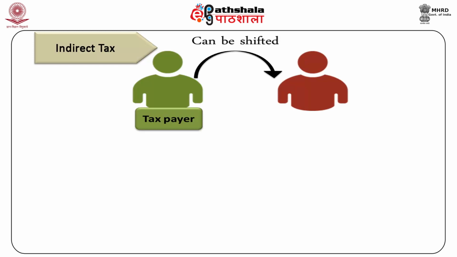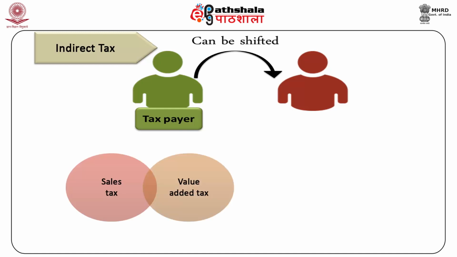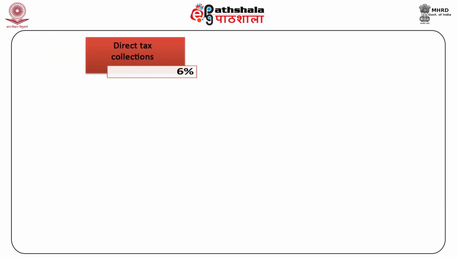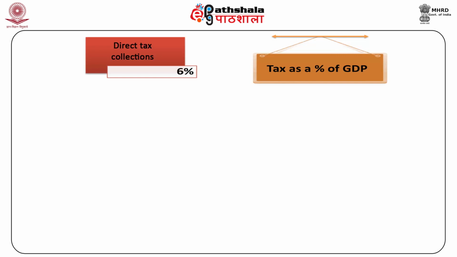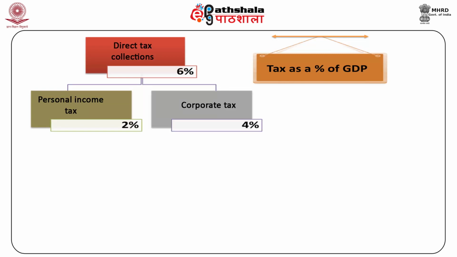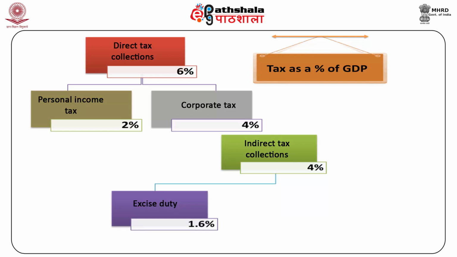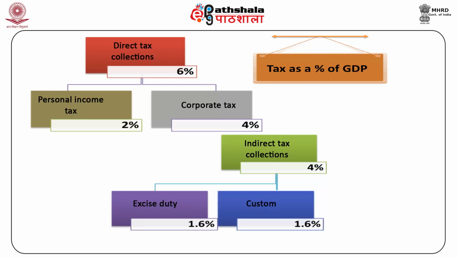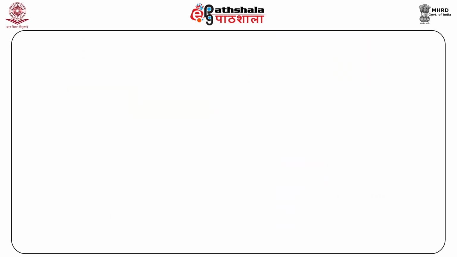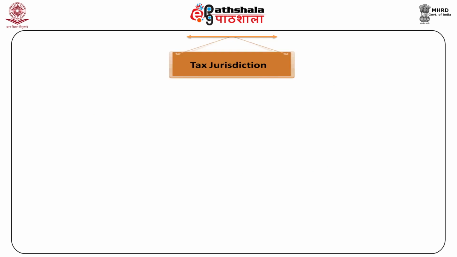Indirect taxes comprise sales tax, value-added tax, service tax, and excise duty. In India, direct tax collections as a percentage of GDP are 6%, with the contribution of personal income tax at 2% and corporate tax at 4%. The indirect tax collections as a percentage of GDP are 4%, with excise at 1.6%, customs at 1.6%, and service tax at 0.8%. Let us now analyze the tax jurisdiction in India.